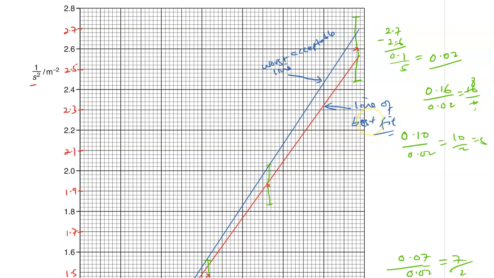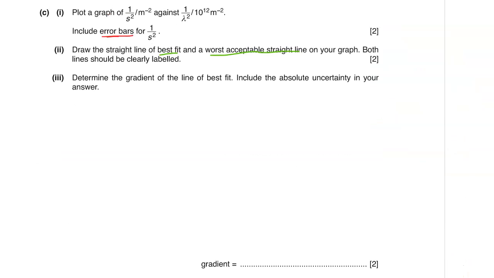So the next thing is you're told to draw the straight line of best fit and worst acceptable line. Both lines should be labeled. We have done that. Determine the gradient of the line of best fit. Include absolute uncertainty. Now to get the absolute uncertainty, we'll find the gradient of the worst acceptable line, and then take the difference between the gradient of the line of best fit and the gradient of the worst acceptable line. That will give us the absolute uncertainty of the gradient.